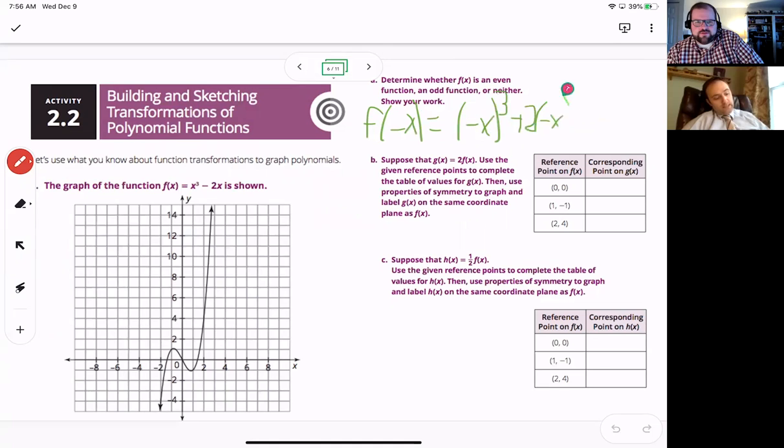So I'm plugging in negative x, and then negative x cubed is negative x cubed. And negative 2 times negative x is plus 2x. To show that that's an odd function, you just have to show that that's the exact opposite of what we started with. And what we started with was x cubed minus 2x. The exact opposite of each of those pieces is negative x cubed plus 2x. So that is an odd function.